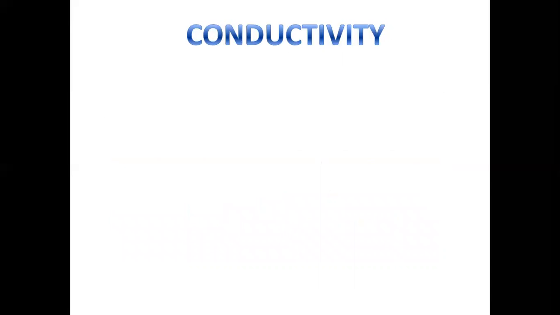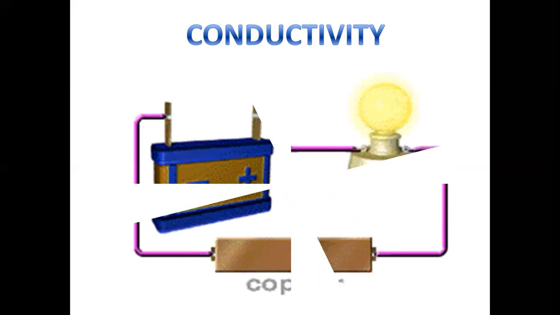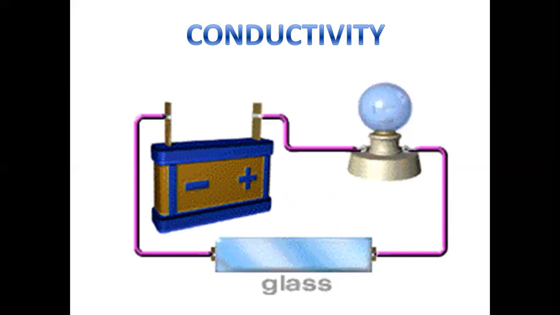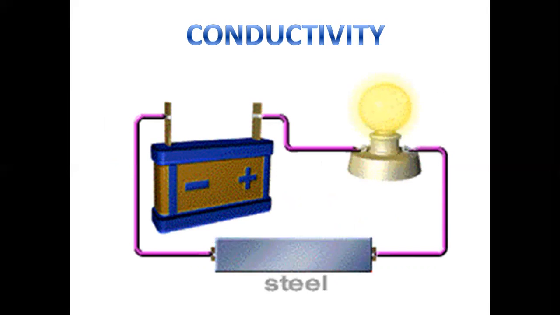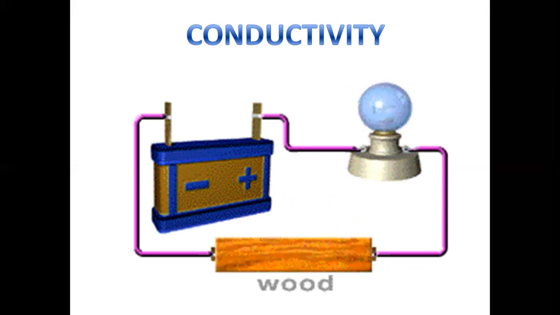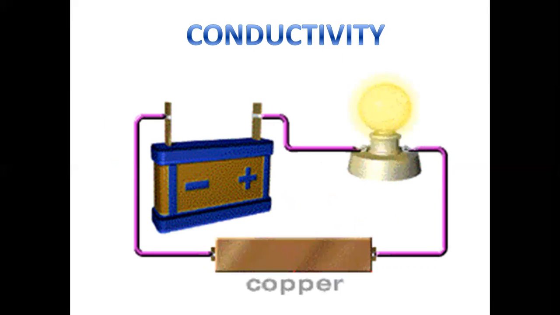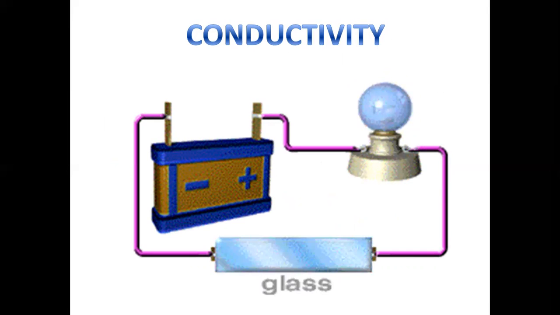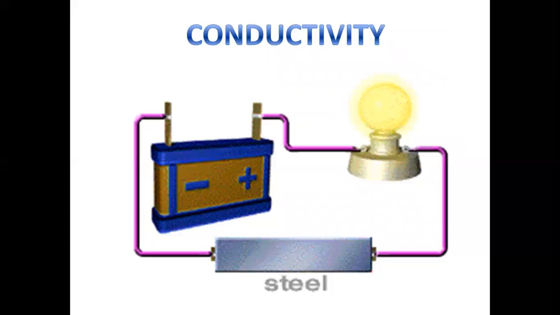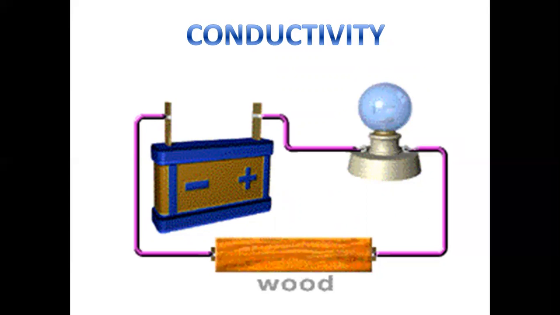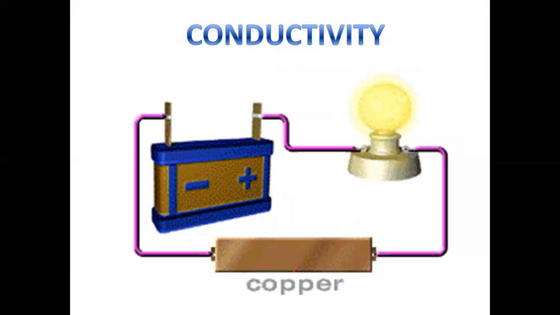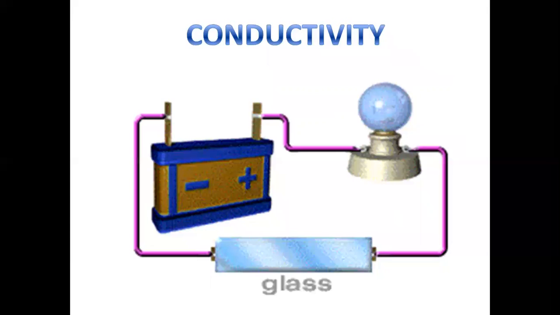Okay, now just look at this GIF diagram, pictorial representation, how the conductivity takes place. Wood, here now copper, the bulb glows, it indicates copper is a good conductor. When glass, no glowing. Steel, the bulb glows. Wood, bulb is not glowing. Just you observe that one. When copper, we find in the circuit, the bulb glows.